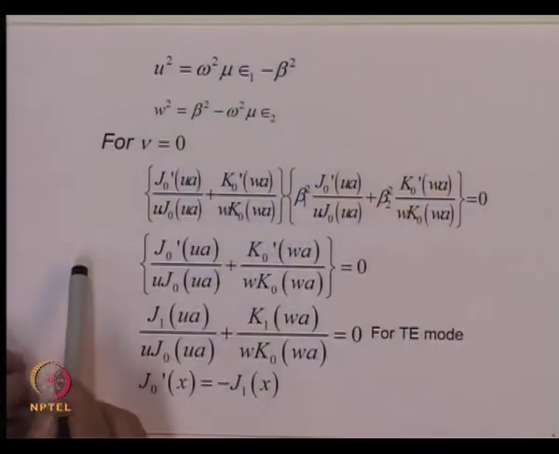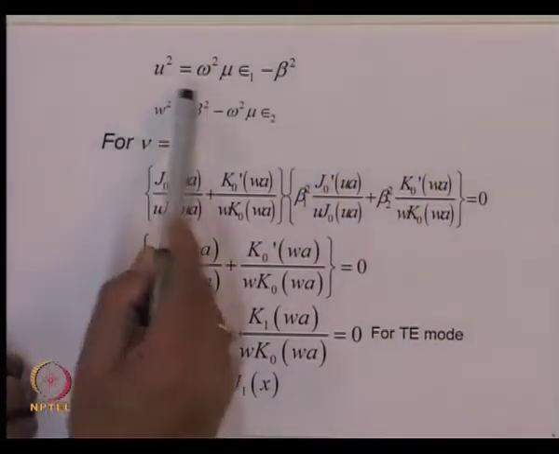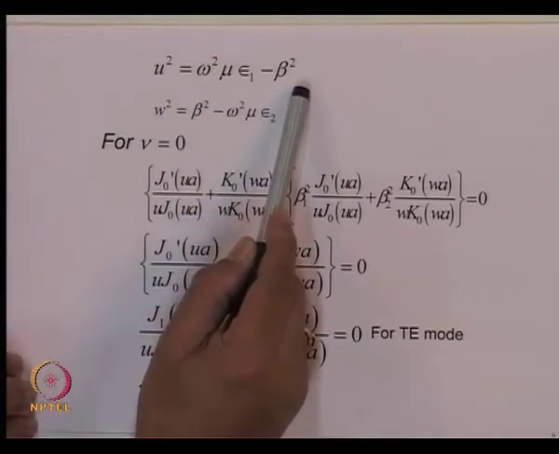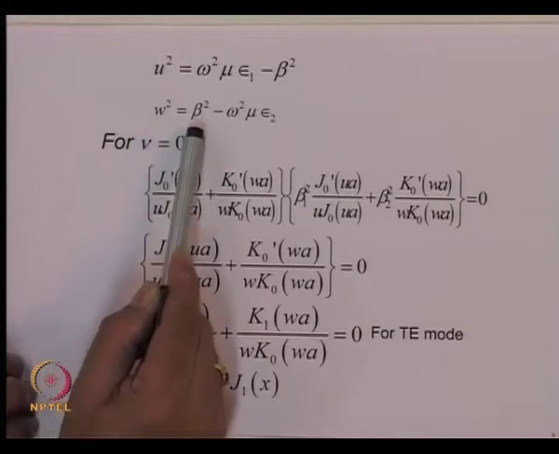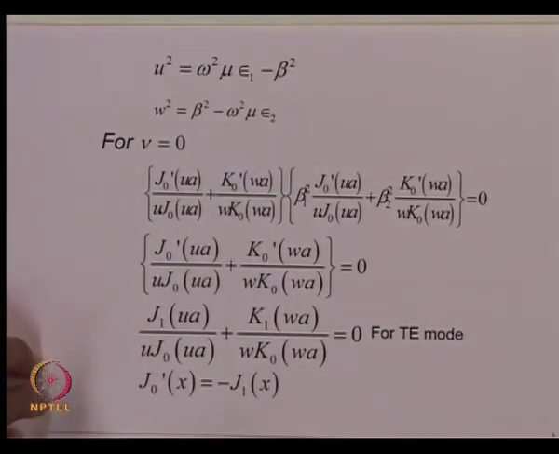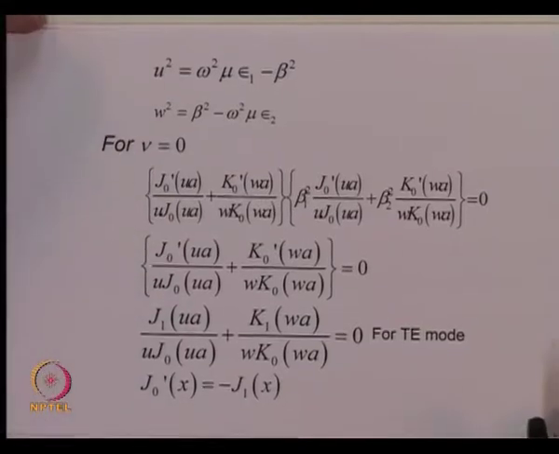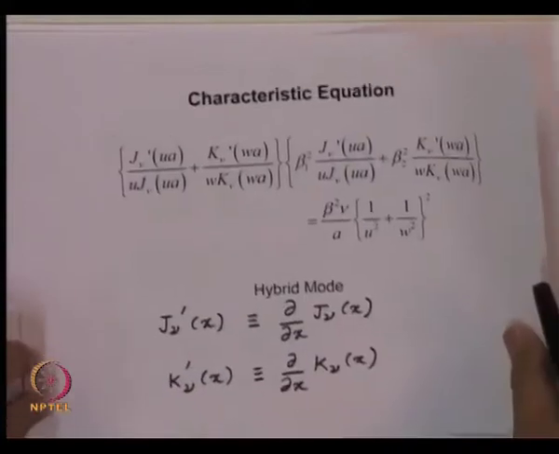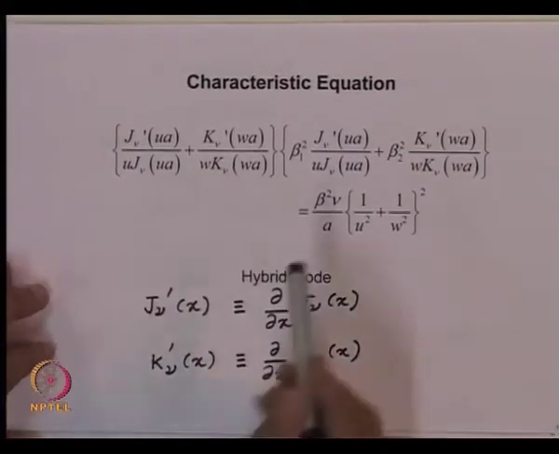The quantities u and w, as we defined earlier: u square is omega square mu epsilon 1 minus beta square, and w square is equal to beta square minus omega square mu epsilon 2. Now let me consider the special case of this equation, that is for nu equal to 0.